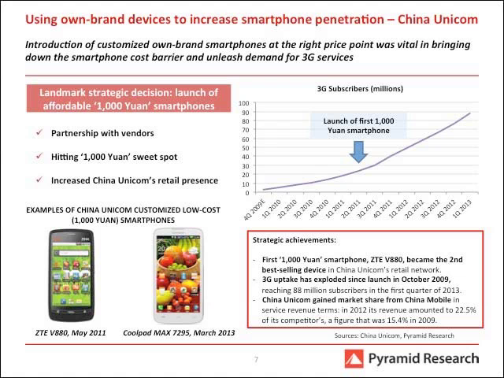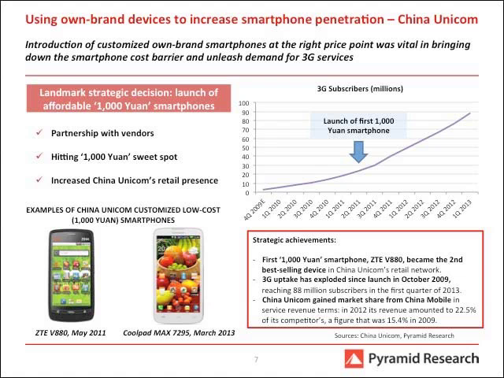So you can see some of the strategic achievements. I would want to point out the last one, that China Unicom gained market share from China Mobile in service revenue terms. In 2012, its revenue amounted to 22.5% of its competitor's, which is an increase from 15.4% in 2009.